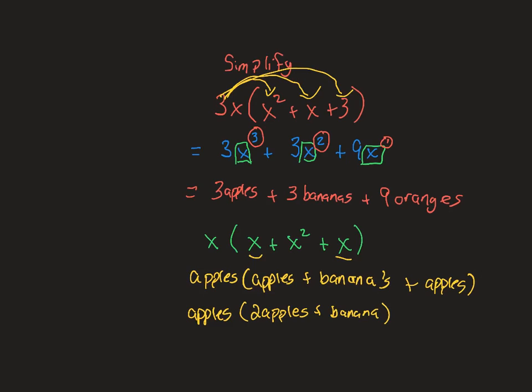I'm not going to go any further here, but if I were to expand this, then obviously, let's go back to the x's, you would have 2x squared plus, because apples and apples, that's apples squared, and apple banana, or in this case, you'd have x cubed.